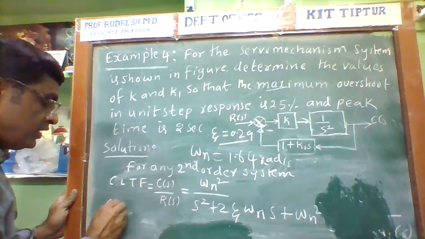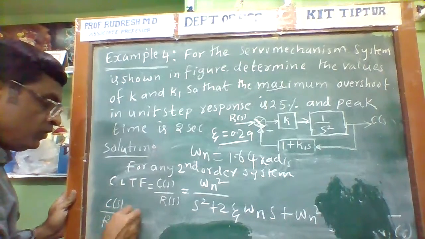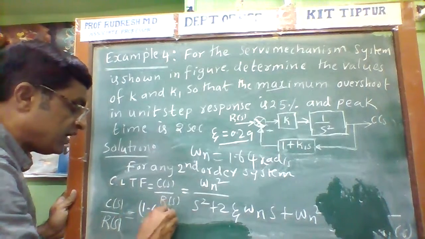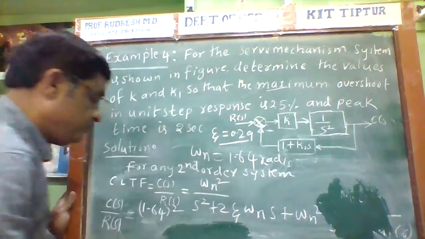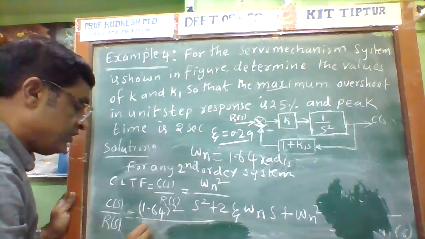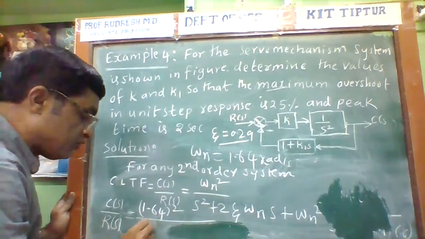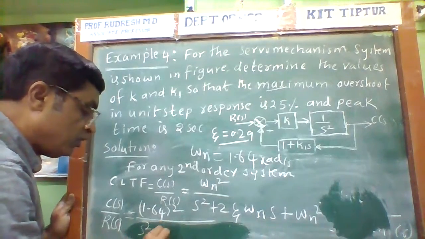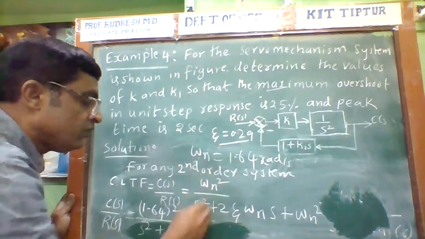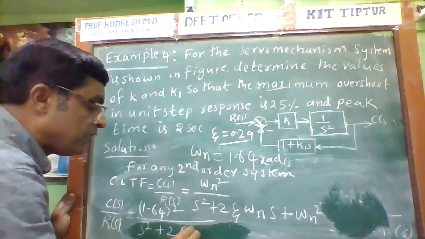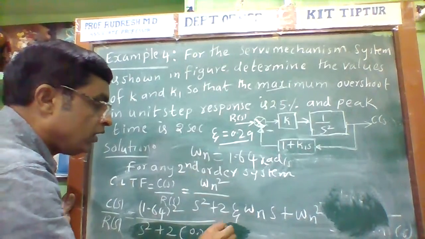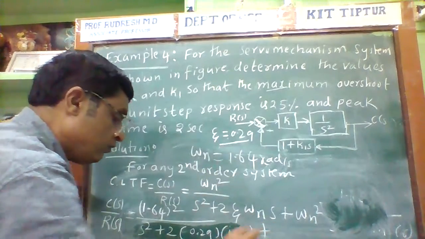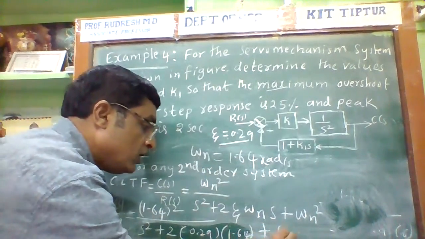C of s divided by R of s is equal to omega n square value, 1.64 whole square, divided by s square as it is. So you have to write down s square, plus 2 into zeta, zeta value is 0.29, and omega n value is 1.64.